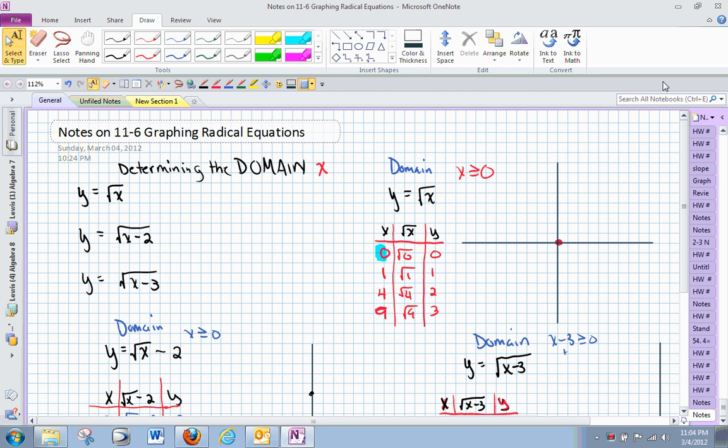This video is taking notes on 11.6 graphing radical equations. The first thing we're going to do is look at a radical equation, which means it has a square root in it. And we have to determine what numbers we're allowed to take the square root of.